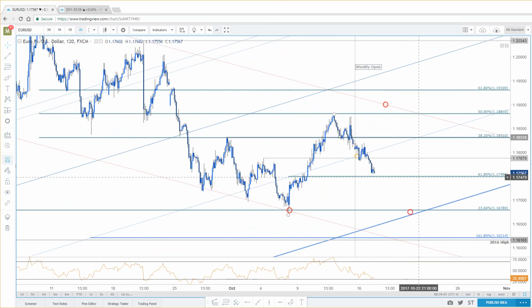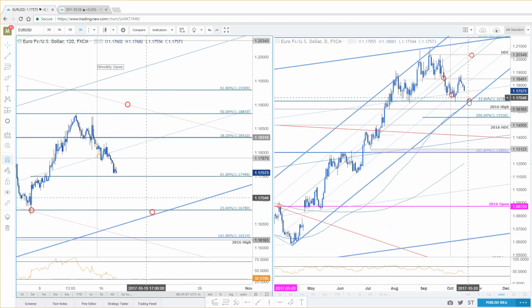Okay, so 117.49, I think you're going to get that any second here. This is the 618 retracement. Look for a reaction there. This is the broader bullish invalidation level. And again, keeping in mind where we are in trend, that's down here.